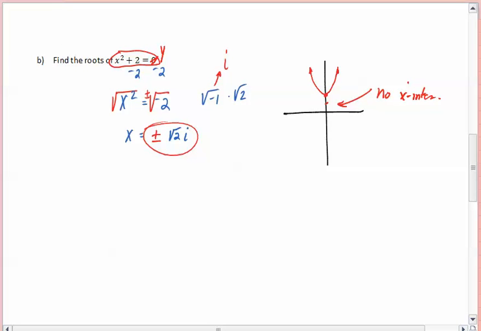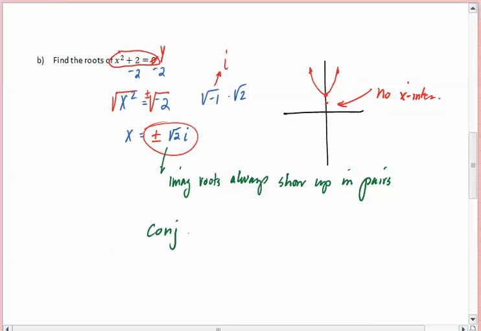Now, the reason I brought that up is this. Imaginary roots always come in groups of 2, in pairs. Imaginary roots always show up in pairs. So we call those pairs conjugate pairs.